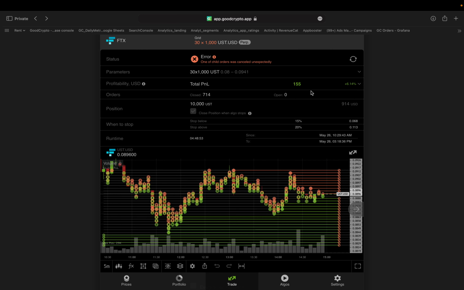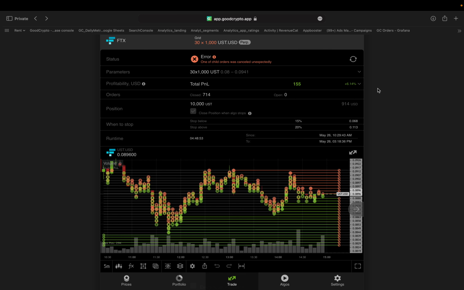So let's take a closer look at how those were calculated, and then I'll go on with the details of how it unfolded, what the settings were and how I chose them, and what you should expect given such a volatile instrument. So if we open the total P&L here, we see that it's 155 USD. That's what I made in dollars in those 4 hours, and the profitability was 6.14%.